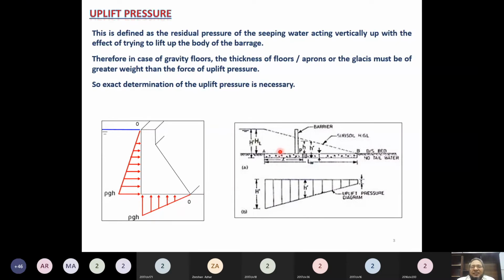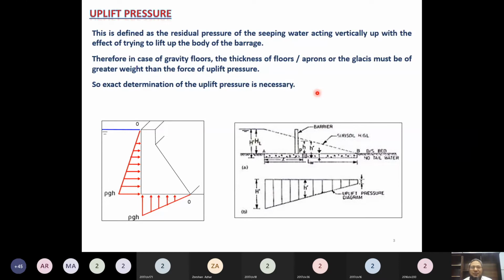So it applies some residual pressure or uplift pressure at different points, and that's why these are gravity floors. The thickness of the floor or apron must be of greater weight than the force of the uplift pressure. So we have to see the force of uplift pressure. It should be lesser than the pressure generated by the weight. Okay. So determination of the uplift pressure is necessary.